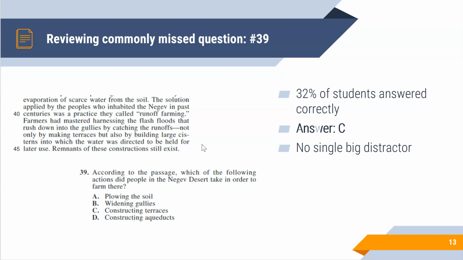And yet again, if you read the questions or just kind of previewed them before you read the passage, you would know to look for what the people in the Negev desert did in order to farm there. You'd sort of have that goal in mind before reading. And so hopefully that would increase your chances of answering this successfully.